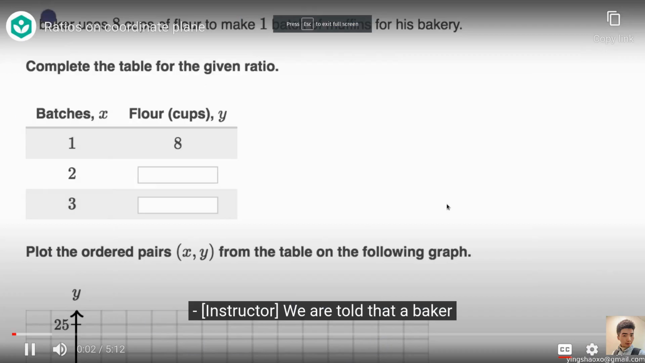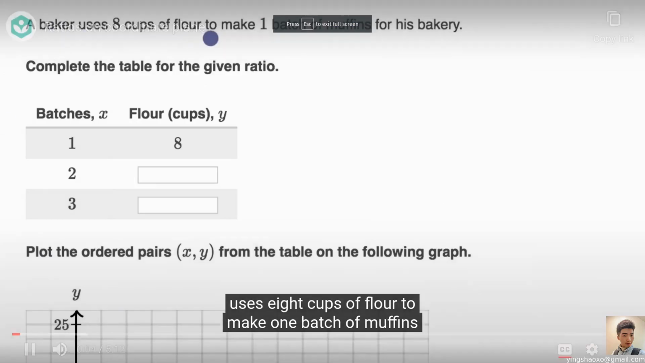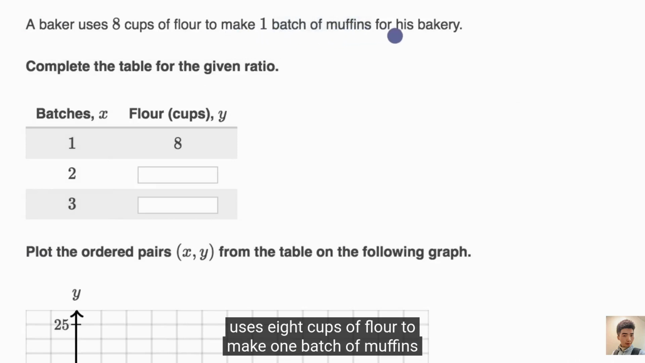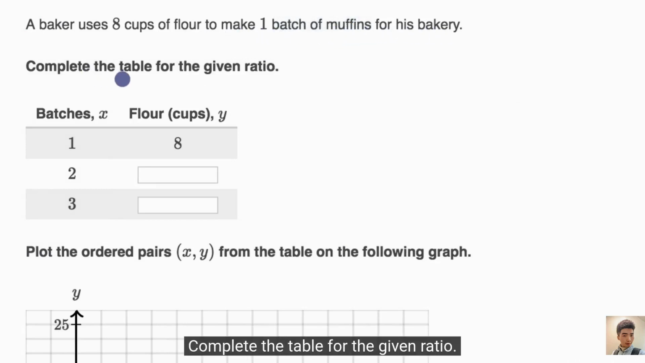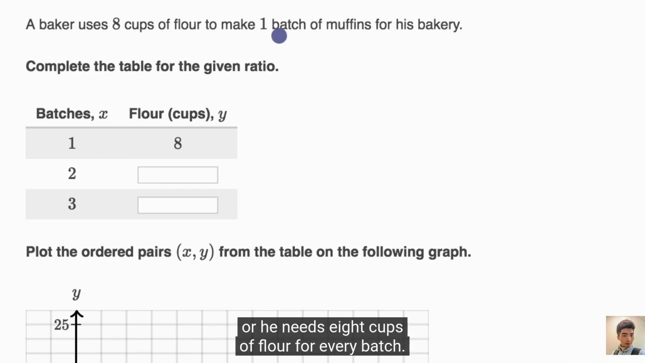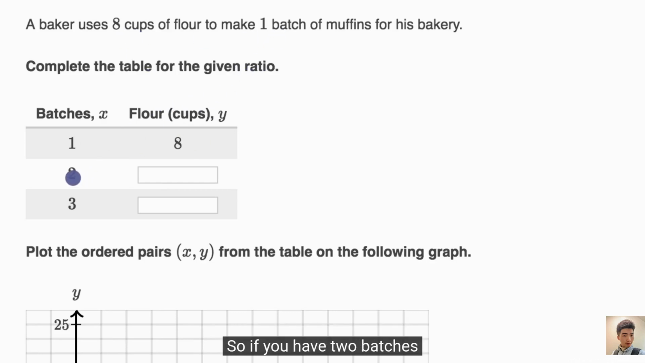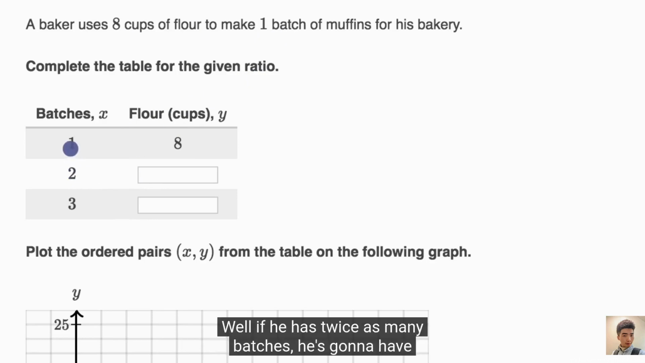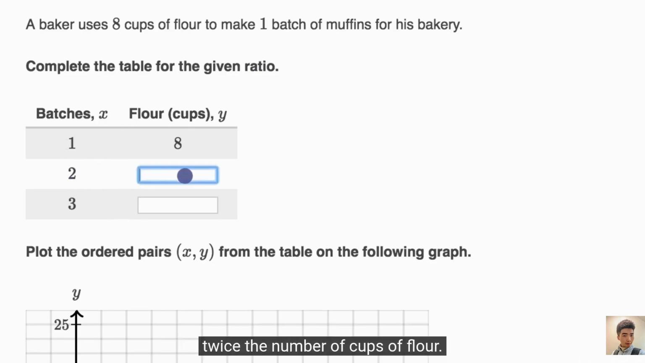We are told that a baker uses 8 cups of flour to make 1 batch of muffins for his bakery. Complete the table for the given ratio. So they're saying that for every batch, he needs 8 cups of flour. So if he had 2 batches, how many cups of flour would that be? Pause the video and try to figure it out. Well, if he has twice as many batches, he's going to have twice the number of cups of flour.